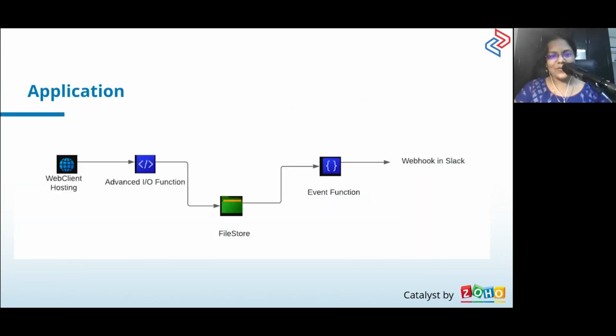We have the web client hosting feature. So we're going to host the web app here. We have the advanced IO function that is going to be invoked in order to check if the image is safe. If the image is safe, we're going to upload it to the file store. From the file store upload, we're going to configure an event listener. That will trigger the event function that's going to check once the file has been uploaded and post a message to the Slack admin channel. So this is the flow that we'll be following today.